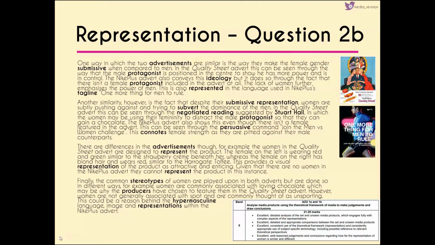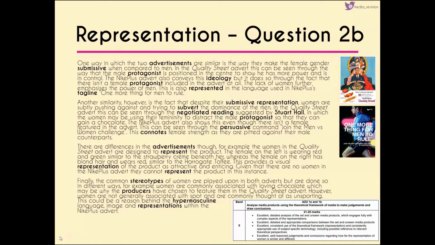Finally, the common stereotypes of women are played upon in both adverts, but are done so in different ways. For example, women are commonly associated with loving chocolate, which may be why the producers have chosen to feature them in the Quality Street advert. However, women are not generally associated with sport, that should be sport and not spot, and are commonly thought of as unsporting. This could be a reason behind the hypermasculine language, image and representations within the Nike Plus advert.